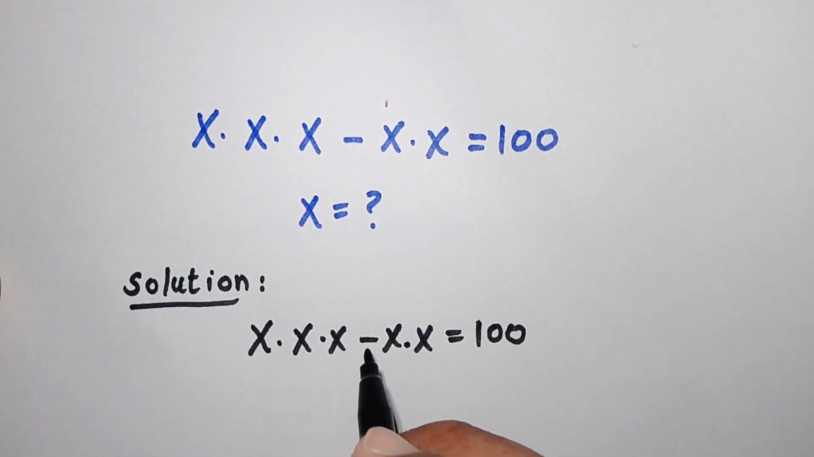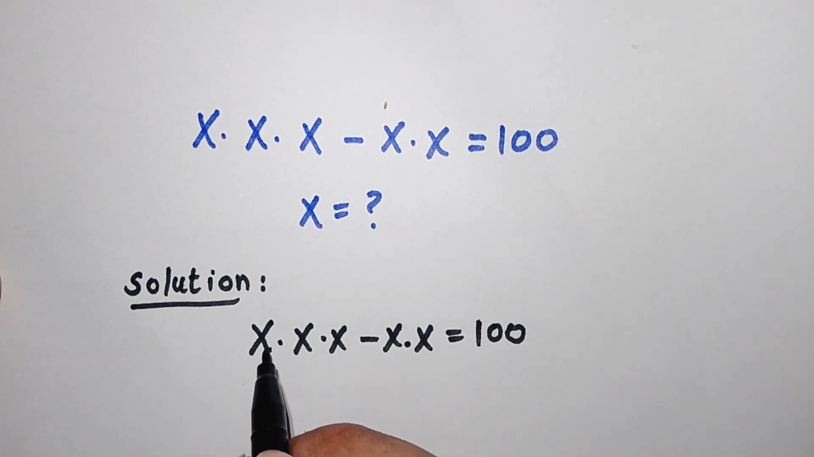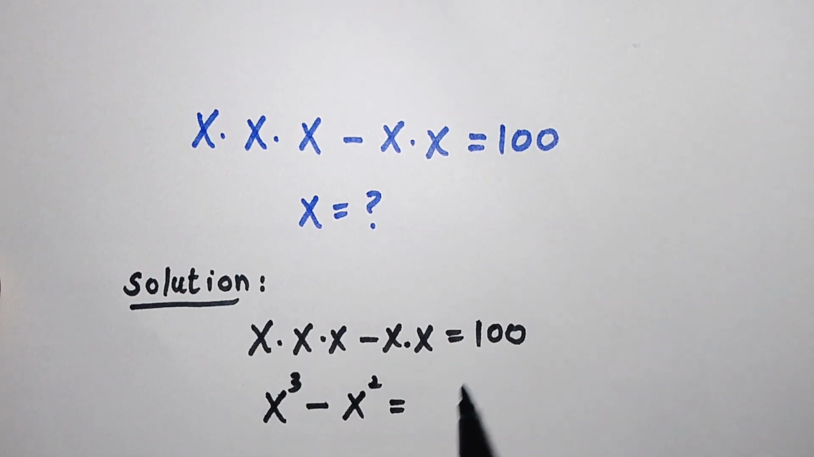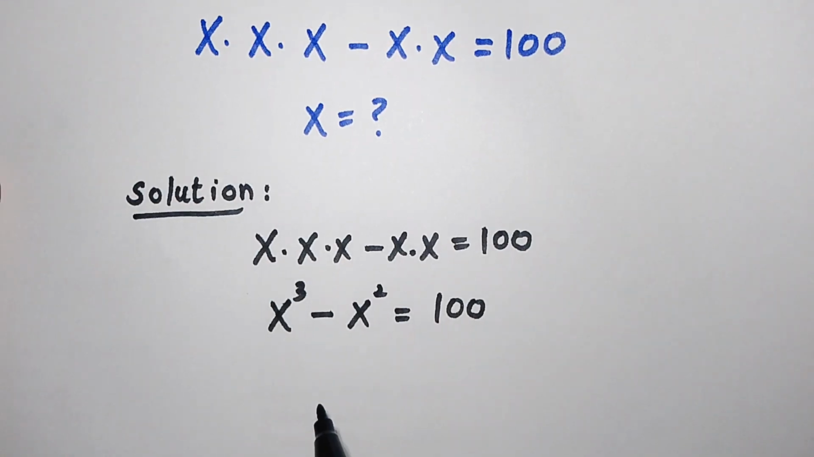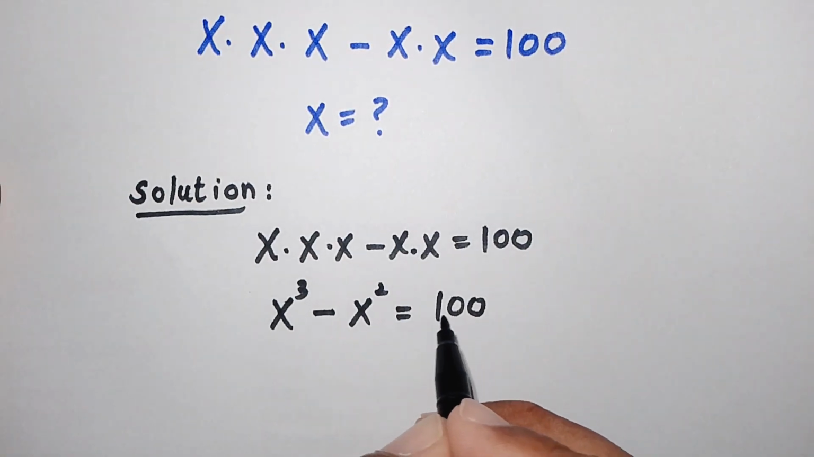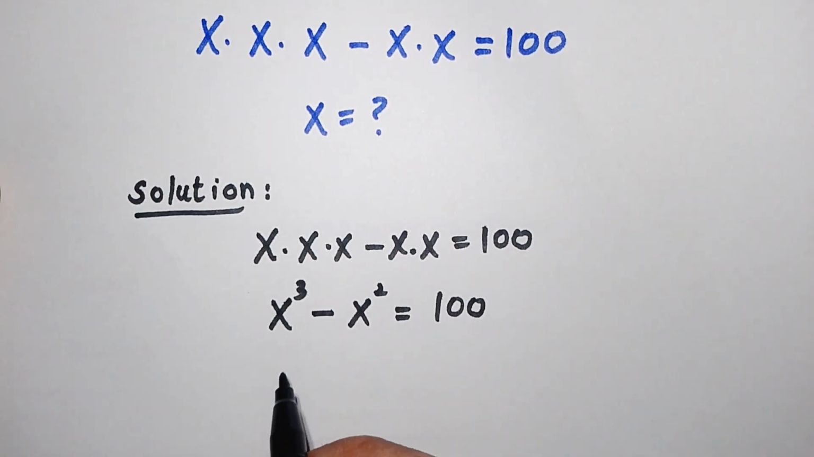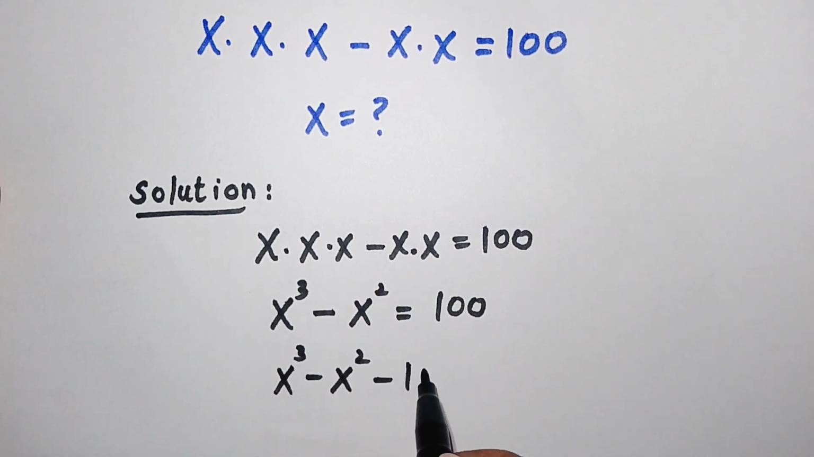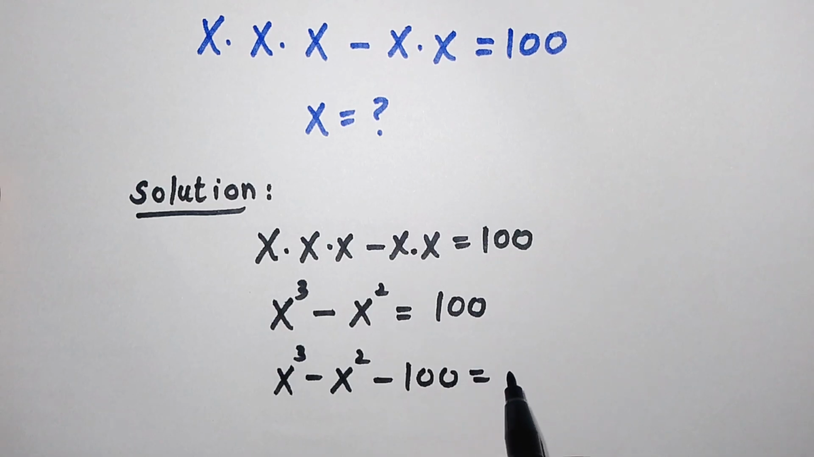Now, to solve this interesting question, here we know that x times x times x is equal to x to the power of 3. So, x to the power of 3 minus x square is equal to 100. Now, in the next step, we have to move this 100 to the left side. So, this will become x to the power of 3 minus x square minus 100 is equal to 0.